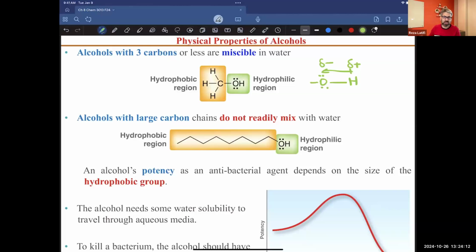And OH will be the hydrophilic head or region, because it loves water, and the non-polar area, the carbons attached with some hydrogens or some carbons, we call the hydrophobic region. The longer the chain is, the higher hydrophobic character you will see. That means the solubility will go down by increasing the length of the chain.